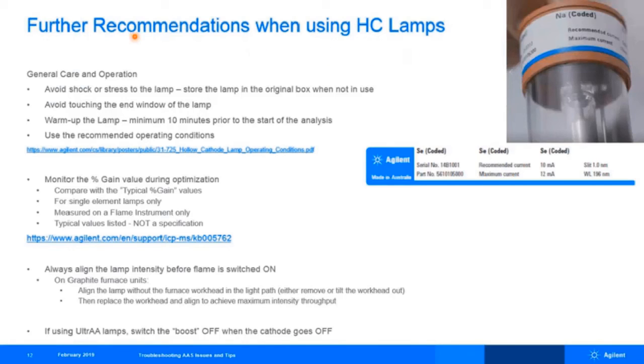So let's think about further recommendations that we should keep in mind when we're working with any type of hollow cathode lamp. First, let's think about just general care and operation of the lamp. We need to take care with the lamp. It is fragile, so we just need to make sure that we avoid any undue shock or stress to the lamp. We also want to make sure that we try and ensure there are no fingerprints on the end window of the lamp where the light passes into the optical system of the instrumentation.